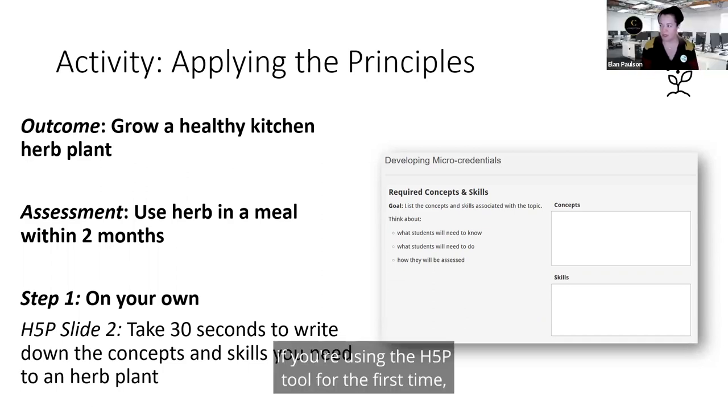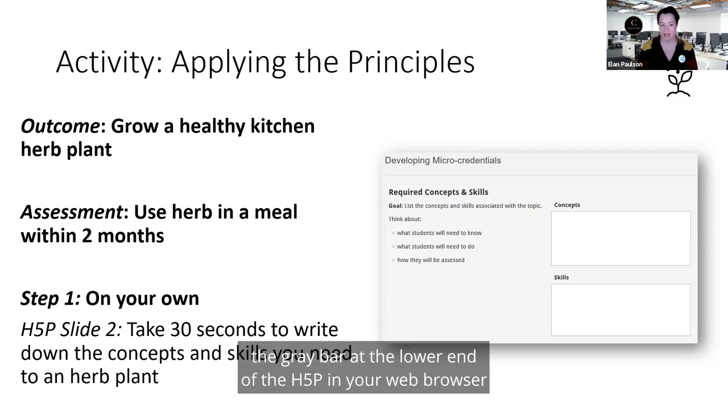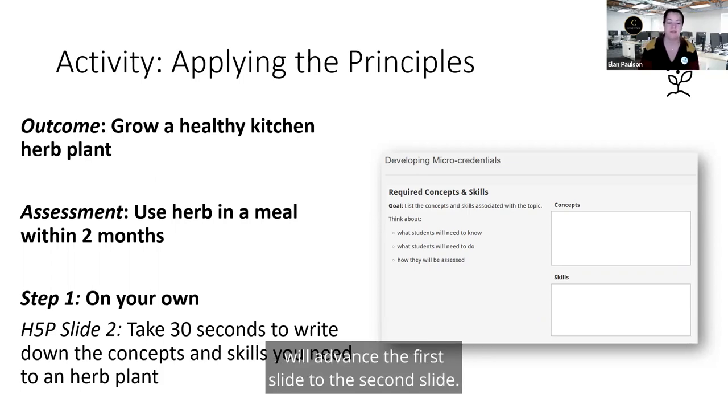Just a quick note, if you're using the H5P tool for the first time, selecting the gray bar at the lower end of the H5P in your web browser will advance the first slide to the second slide.